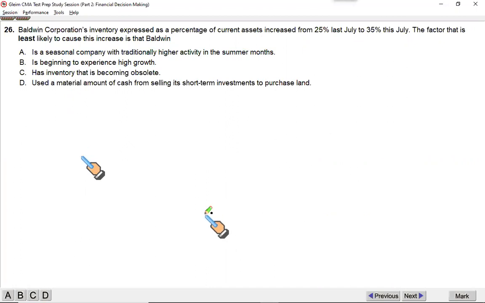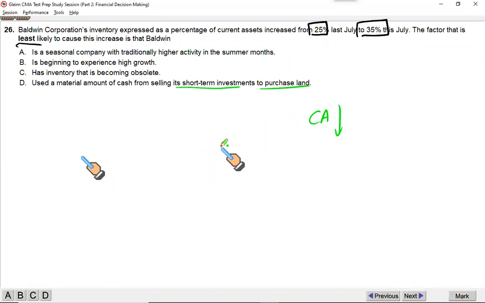The question is, last year my inventory was 25% of current assets. This year my inventory is 35% of the current assets. Which of these is least likely justification for this difference? Let's move in the reverse order. Used a material amount of cash from selling its short-term investments to purchase land. When you utilize your short-term investment to purchase land, that means your current assets have fallen. When your current assets have fallen because of usage of cash and short-term investments, inventory now will become a larger proportion of your current assets.